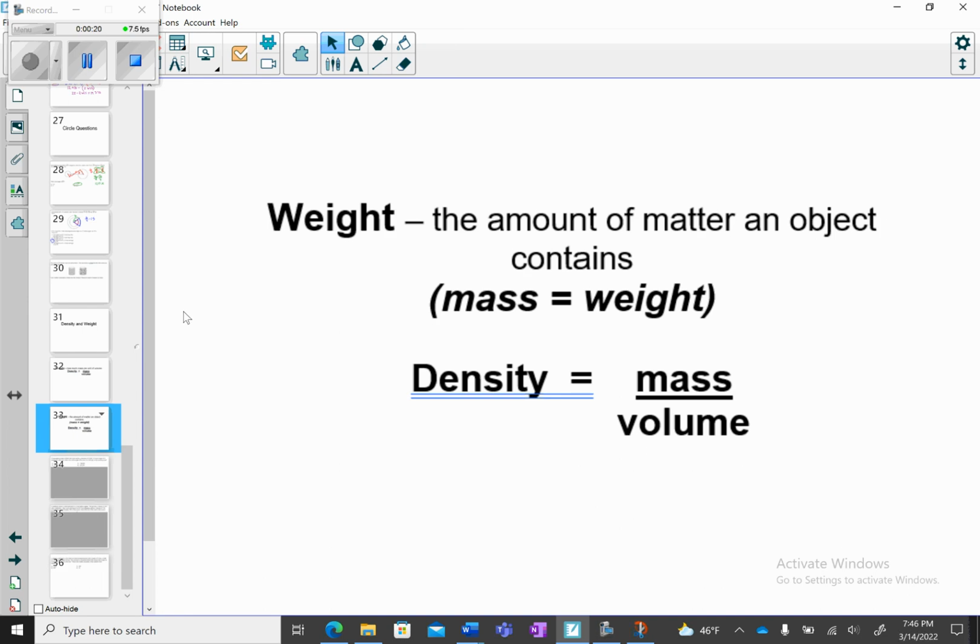Weight is the amount of matter an object contains. Anytime you hear the word weight, you want to think of mass and vice versa. And we're still going to use the same formula, density is equal to mass over volume.